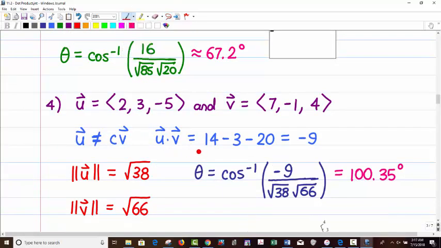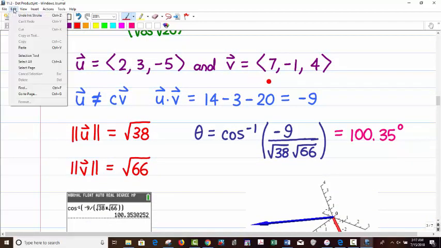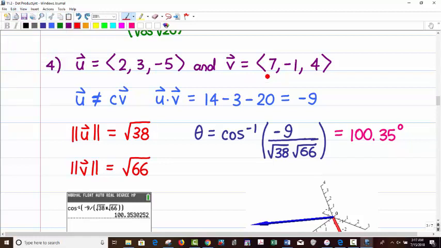You dot u and v: 2 times 7 is 14, 3 times negative 1 is negative 3, negative 5 times 4 is negative 20. We have negative 9. And then you can see that real quickly, if you do those ratios, the first one's 7 over 2, and then you have negative 1 over 3. So right there, that takes care of it: they're not scalar multiples of each other, so it's not parallel. So we definitely have a neither.